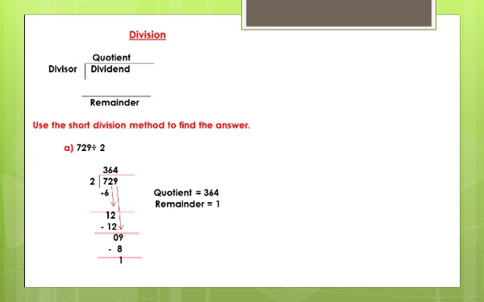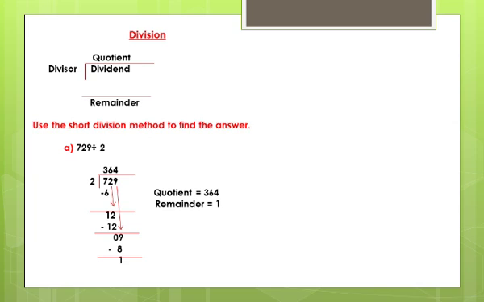Now we have to divide this 12 by 2. But we know 6 times 2 is 12. So we can write 6 in the quotient and write 12 down. Then our next step is 12 minus 12. 12 minus 12 is 0. Then write down the next digit in the dividend. 9. 9, write it down.